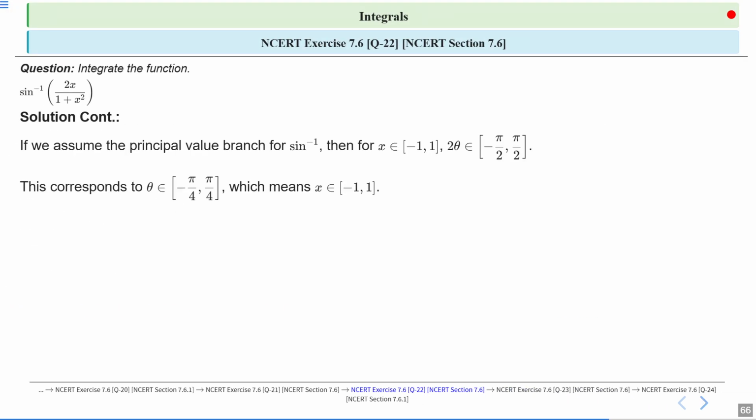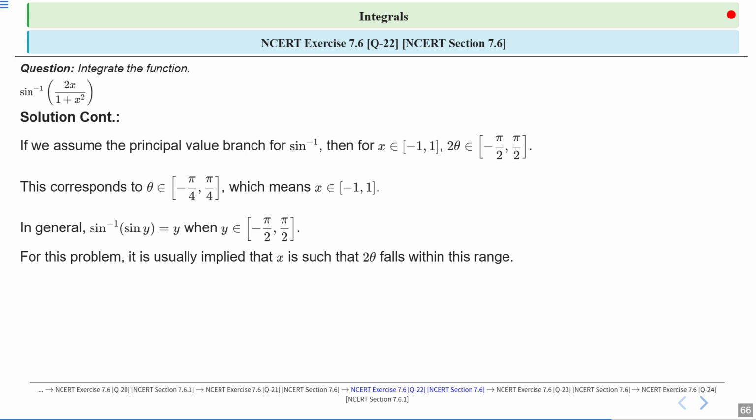Apply the identity of the inverse trigonometric function, sine inverse. When x belongs to minus 1 to 1, 2 theta belongs to minus pi by 2 to pi by 2. So theta belongs to, multiplying by 1 by 2, minus pi by 4 to pi by 4, which means x belongs to minus 1 to 1. In general, we can write sine inverse sine y is equal to y when y belongs to minus pi by 2 to pi by 2. For this problem, 2 theta falls within the range, so sine inverse of sine 2 theta becomes 2 theta.